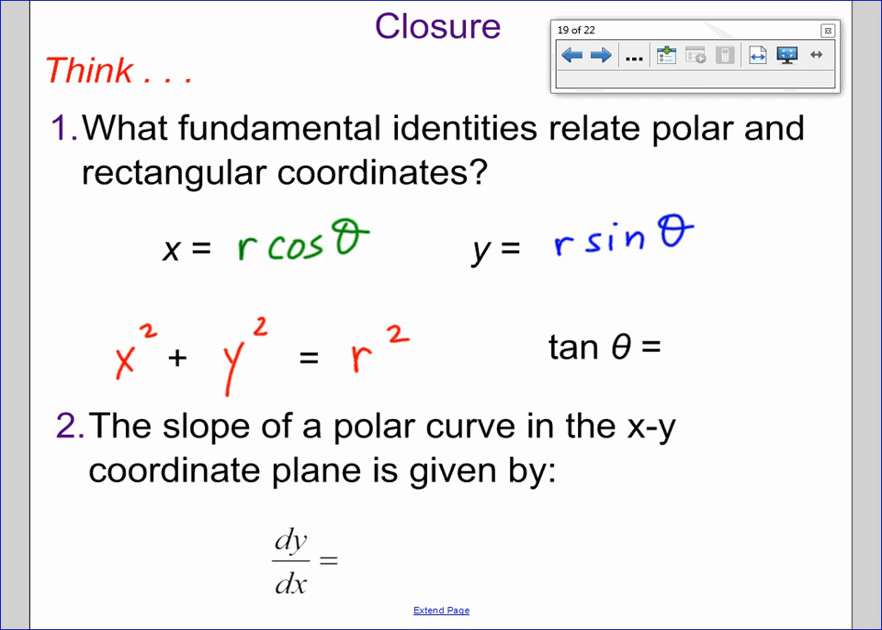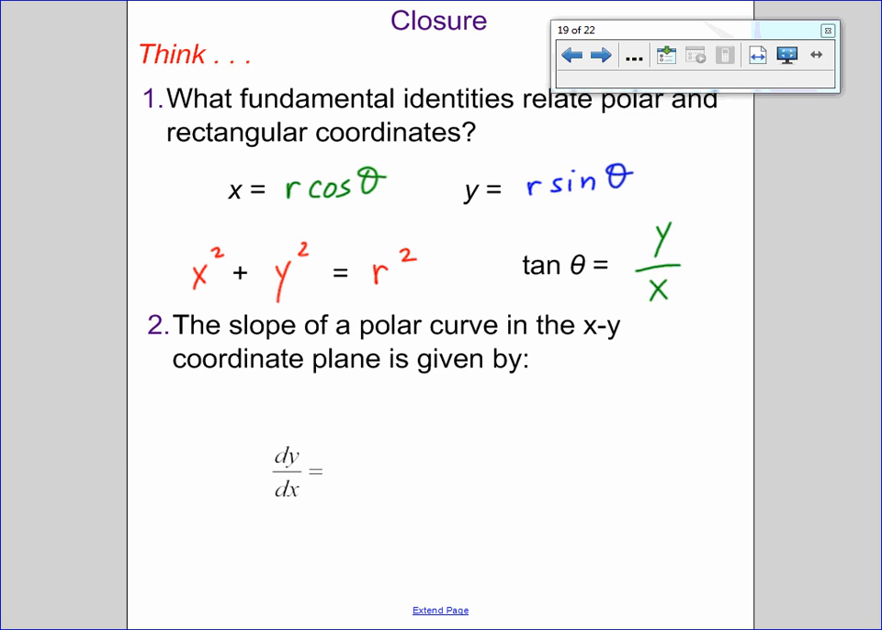And tangent of theta is given what with Cartesian? So what would that look like? Vivian? y over x, absolutely. Good job. Thank you. The slope of the polar curve in the xy coordinate plane is given by, Kobe? dy d theta over dx d theta. Good.